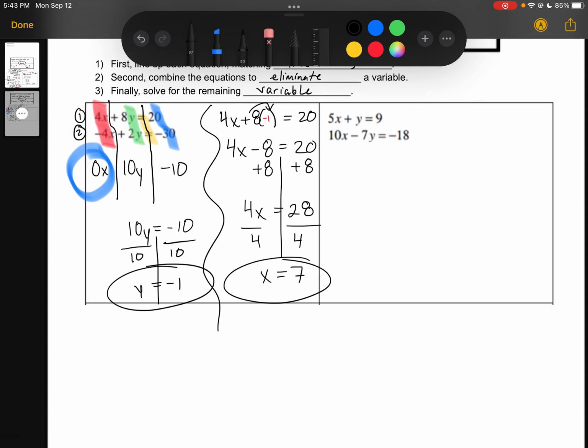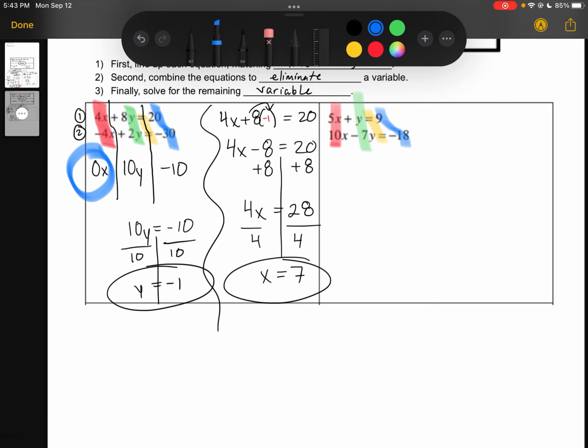So let's try this one more time, except in a more challenging context. So x is on top of x's, y is on top of y's, equal signs on top of equal signs, and numbers on top of numbers, or constants on top of constants. So when we're taking a look through this here, what we have to make sure of is that something actually eliminates. So in the first example we did, 4 minus 4 is 0.